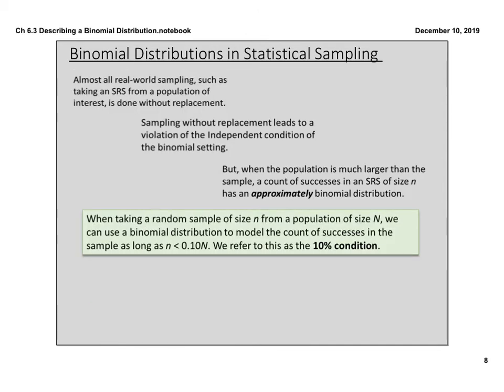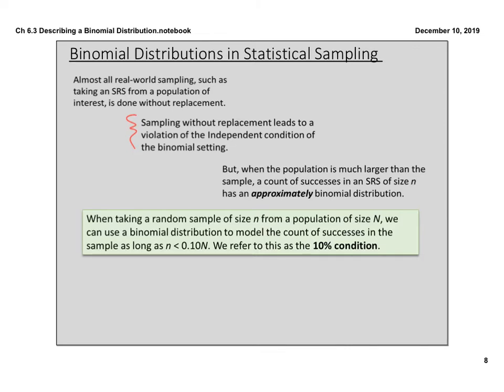Okay, so almost all real-world sampling, such as taking an SRS from a population of interest, is done without replacement. That makes things a little bit different, okay? Especially because we're usually dealing with live subjects, like people. You're going to pick one person, but then you can't pick that person again. Even with animals or something like that, you pick something, but then you can't pick that same item again. So sampling without replacement leads to a violation of the independent condition in a binomial setting. That creates a problem for us.